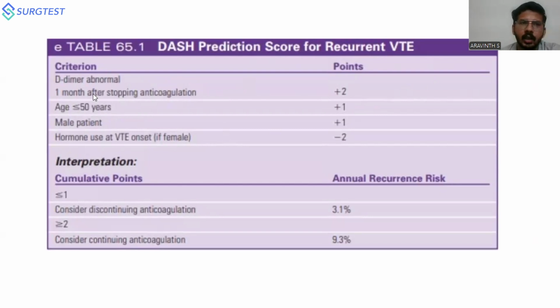See, abnormal D dimer, you cannot reverse it. Age, you cannot reverse it. Male patient, there's nothing. These are all non-modifiable risk factors, while hormonal use, being a modifiable risk factor, carries negative points, because if the venous thromboembolism is because of hormonal use, I can always stop the hormonal pill or whatever medication the patient is on. I can always reverse the risk factor for venous thromboembolism. So recurrent VTE is lower if patients stop the hormones. That is the reason we give negative points for hormonal use, while we give positive points for D dimer, age, and male sex, and the highest points are for D dimer.